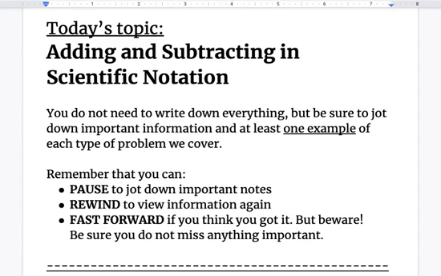As a reminder, you do not need to write down everything we discuss in this video, but be sure to jot down important information and at least one example of each type of problem that we'll cover. Also remember that you can pause to jot down important notes, rewind to view information again, and fast forward if you think you got it. Just be careful that you don't fast forward so much that you miss out on anything important. So let's begin.